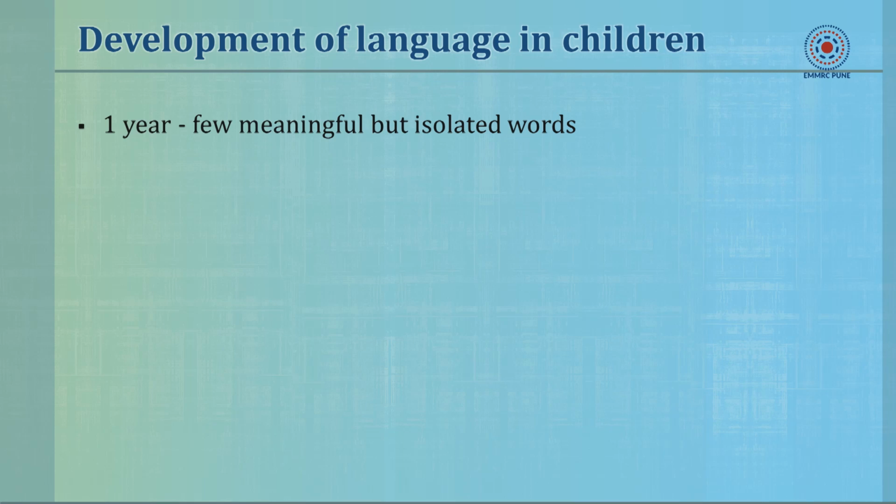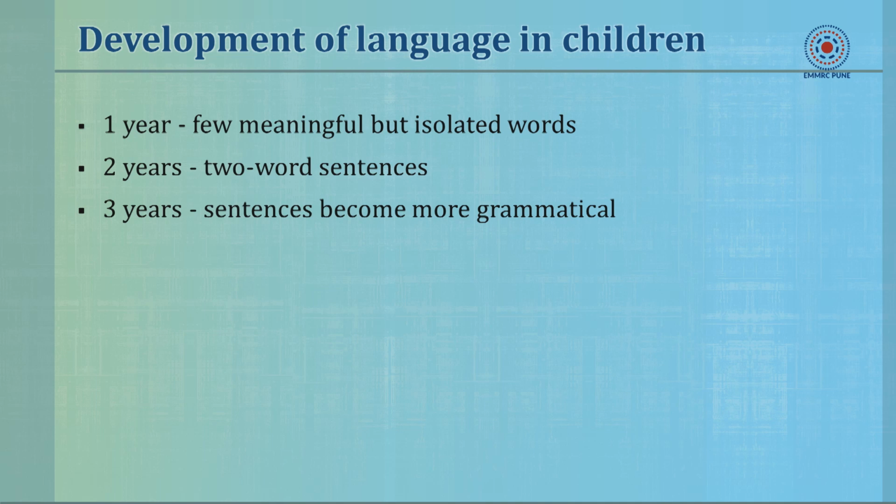To answer the first question about whether the pattern of language development is same for all children across different cultures, researchers have indeed found that irrespective of the culture, children begin to utter a few meaningful but isolated words around the age of 1 year. They begin to utter 2-word sentences by the age of 2 years. By the age of 3 years, children's sentences become more grammatical, and by the 4th year, their speech is more like that of an adult.